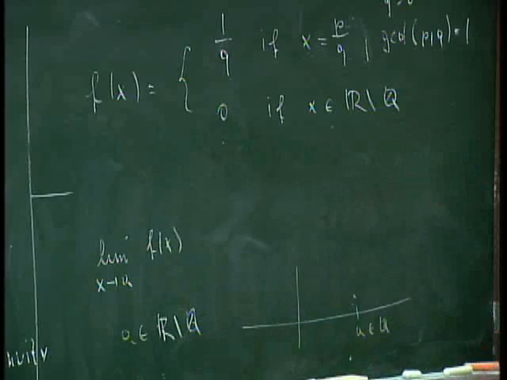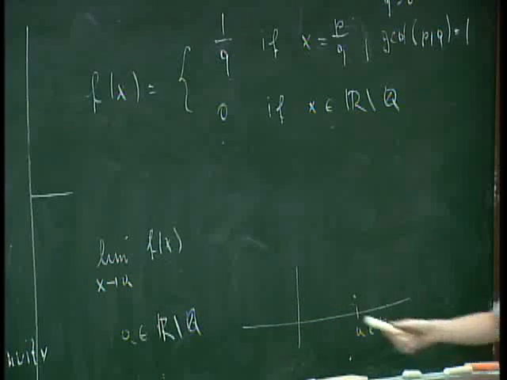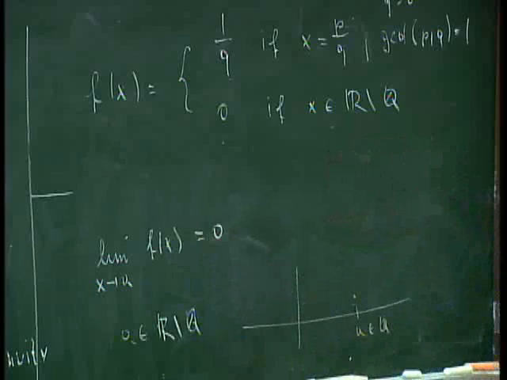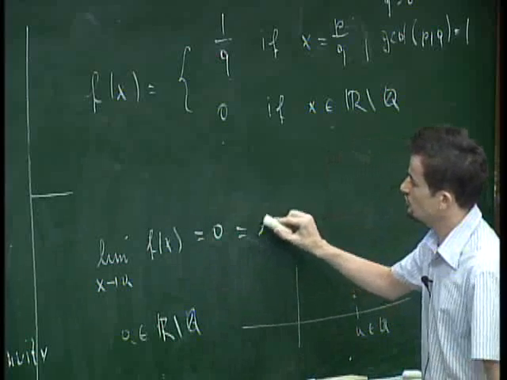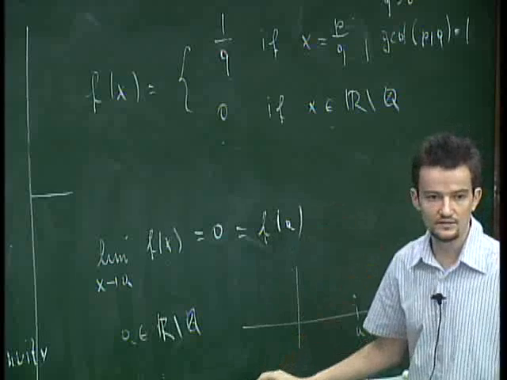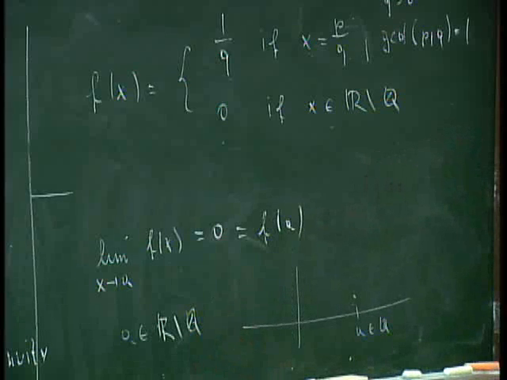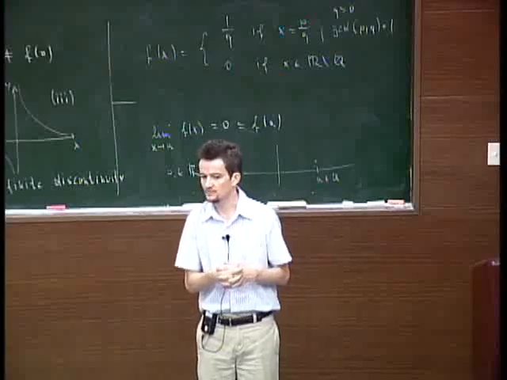Now this is a little bit more tricky. So here the limit, I claim it's equal to 0, okay? And 0 is also f of a, okay? So in this case, the function is continuous. So this is an example of a function which is continuous for all irrational numbers, but discontinuous for all rational numbers, okay? It's kind of very strange behavior.